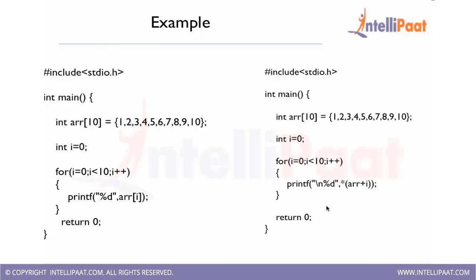So the output of this program is also the numbers from 1 to 10. To make a conclusion, these two programs are equal. This is how we generally refer to an array, and this is how we refer to it from the pointers perspective.